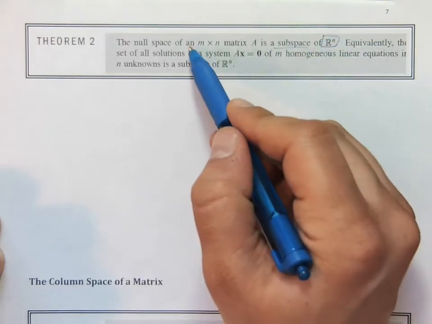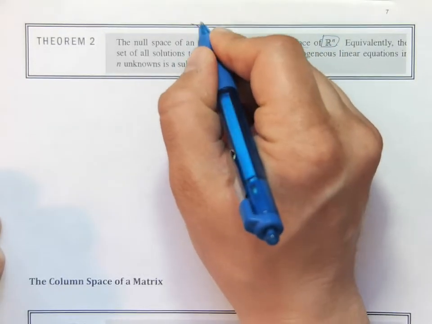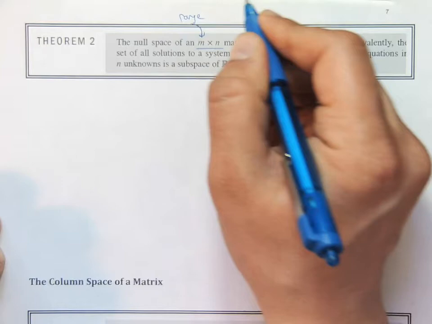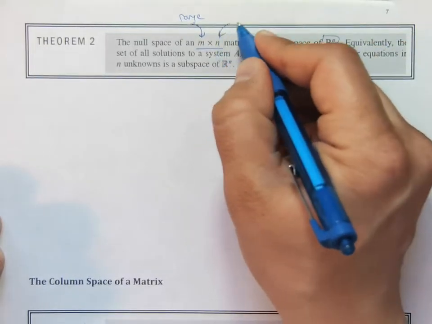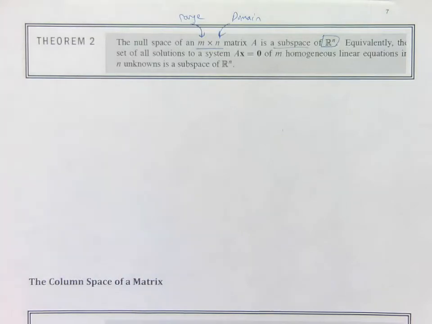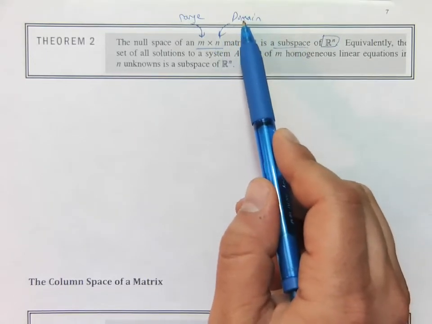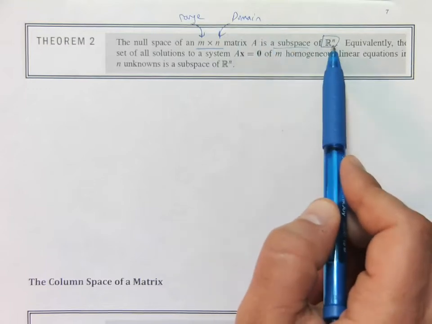As a quick reminder, if A is m by n, the m part tells you the size of the values in the range, and the n tells you the size of the vectors in the domain. And so you multiply things by A to send them to 0, right? The things you multiply by are in the domain, and so that's why the null space is a subset of the domain, which is in Rn.